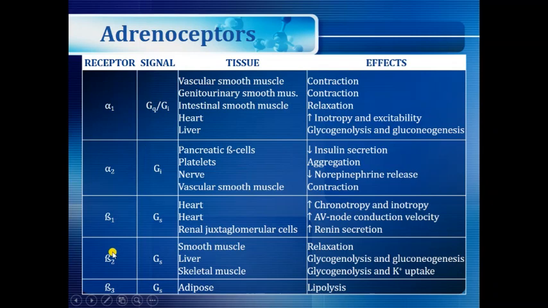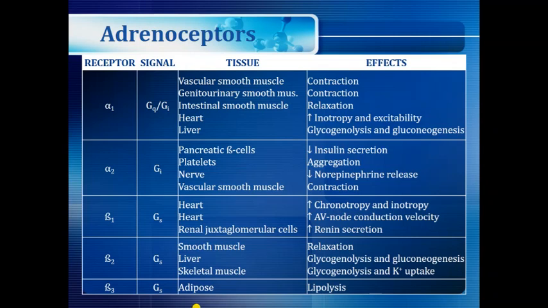All the receptors, alpha and beta, are of the G protein coupled receptor variety. Alpha 1 receptors are located in vascular smooth muscle, genitourinary smooth muscle, intestinal smooth muscle, on the heart and liver. Their basic function is contraction of vascular smooth muscle and genitourinary smooth muscle, while they relax the intestinal smooth muscle. On the heart, they increase the inotropic action and excitability, while in the liver, they cause glycogenolysis and gluconeogenesis.